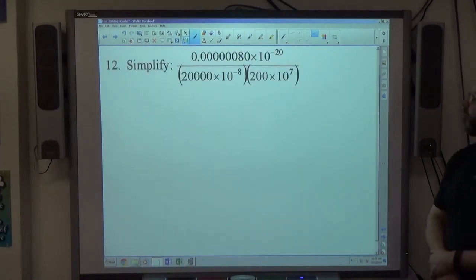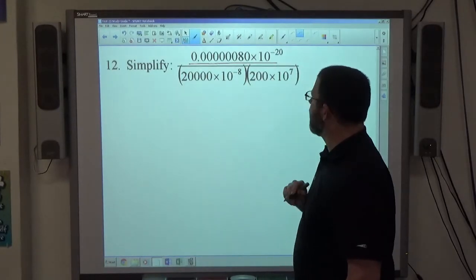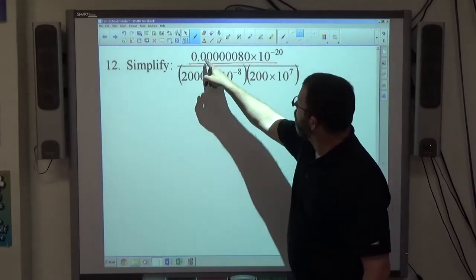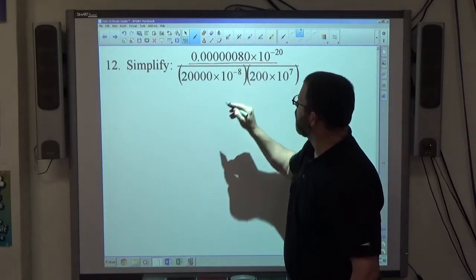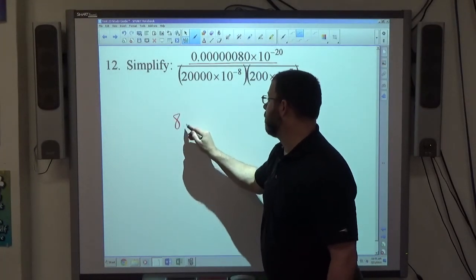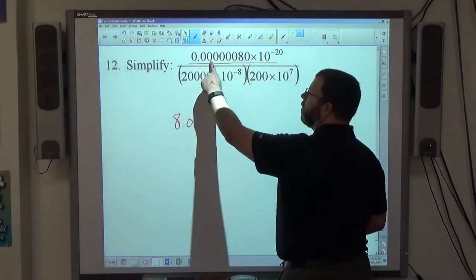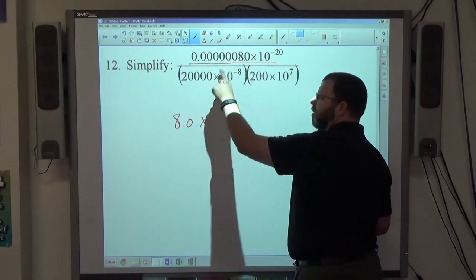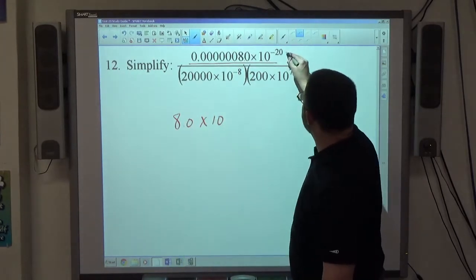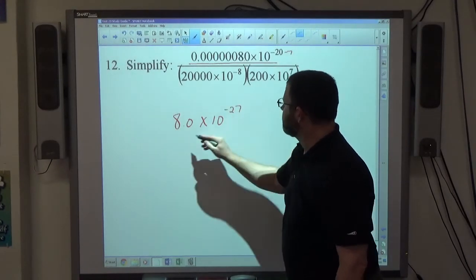Number 12, simplify. Our top number here, we want to change that to good scientific notation. 1, 2, 3, 4, 5, 6, 7 spaces, get the decimal point there, so 8. If you want to put 0.0, you can, times 10. And I again moved it 1, 2, 3, 4, 5, 6, 7 spaces, making it bigger by 7 decimal places. I have to make this smaller by 7. Negative 20 minus 7 is negative 27.